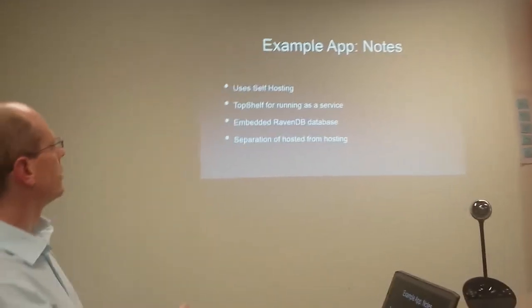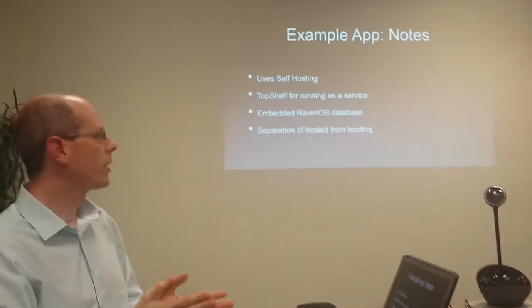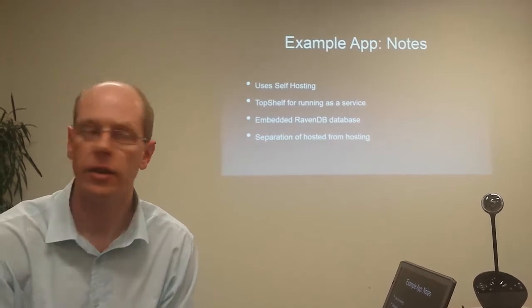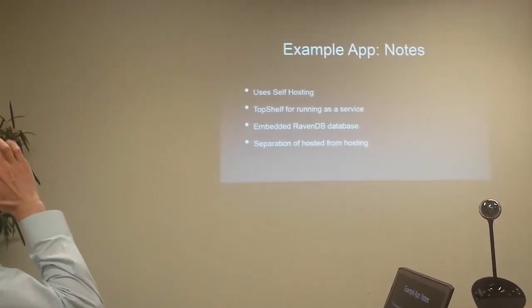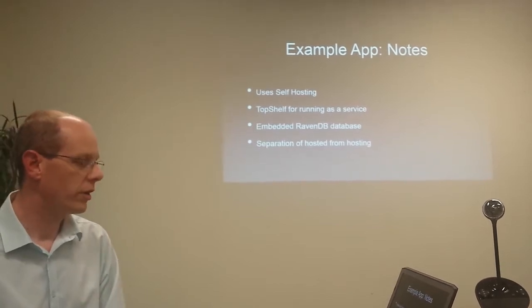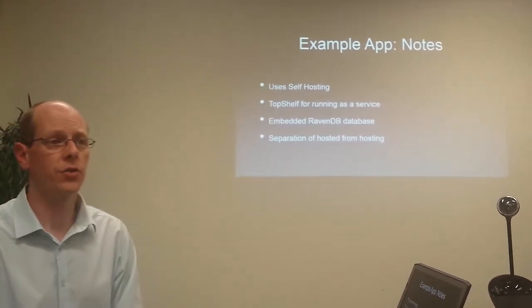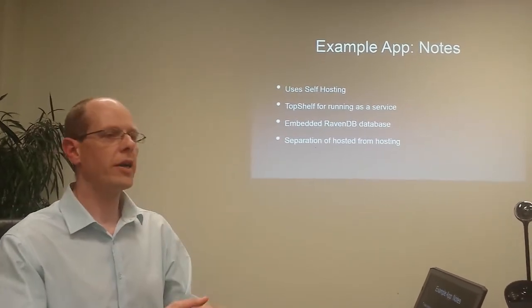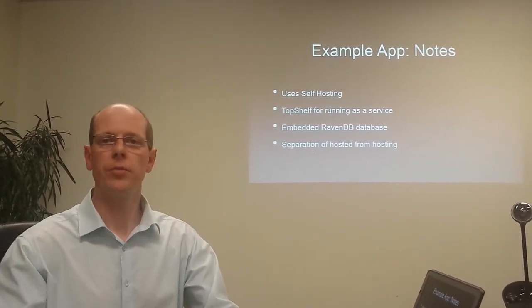All right, so let's have a look at this example app. Little thing called Notes. I know I'm going through things quickly. This is more a run through of Nancy than anything else. So this is self-hosted. We're using Topshelf if we want to run it as a service. We've got RavenDB, an embedded version of it, for storing data. And we separated the hosting part of it from the hosted app.